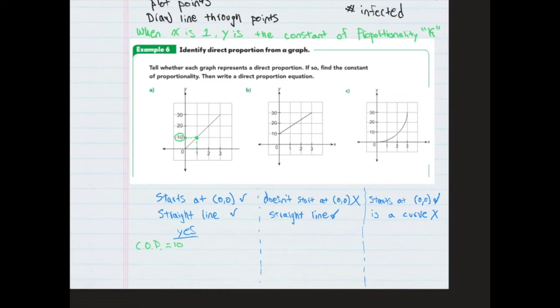So the constant of proportionality is 10. So it's really easy to see from a graph. You just look at where 1 is. That's my value right there.